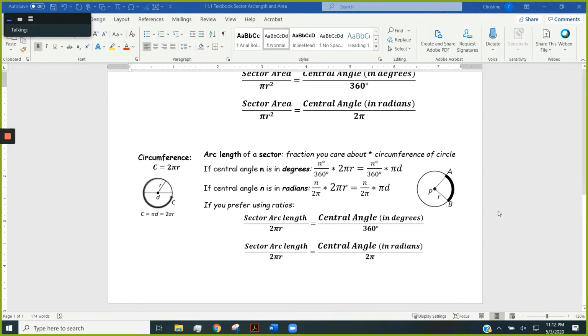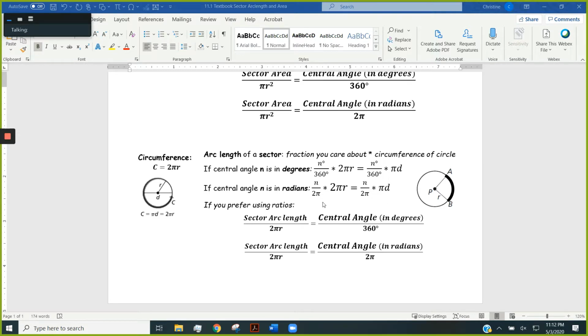And we have something similar for arc length. So arc length is like the crust of the pizza, not the inside toppings and filling, just the crust. And we solve it the same way. Fraction that you care about times the circumference. So notice up here, I have n over 360 times 2 pi r. And because we can think of 2 pi r as pi times diameter, pi d, this equation here is equivalent.